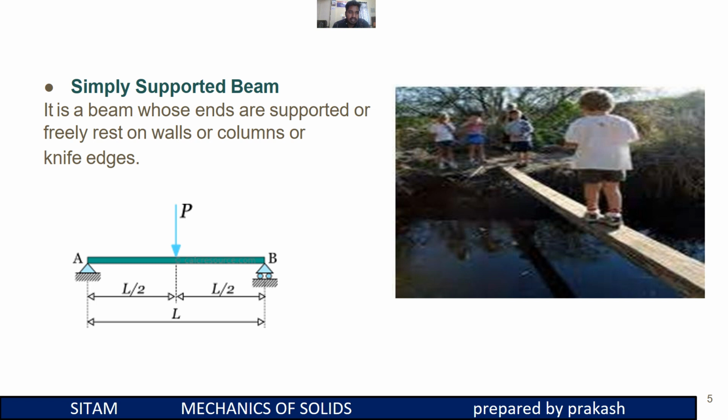And next is the simply supported beam. A simply supported beam is a beam whose ends are supported or freely rest on the walls, columns or knife edges. Here this is a simply supported beam and a vertical load P is acting at the center of the beam, and this is the best example for a simply supported beam.